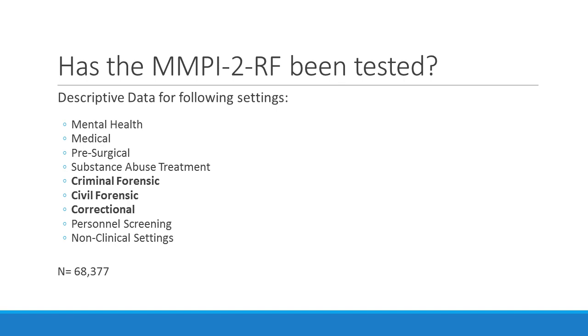And there's also descriptive data from a wide range of settings. It's a very abbreviated list here, but the descriptive data that make up the various comparison groups for the MMPI-2-RF are published in the technical manual and allow the psychologist using the test to essentially compare findings to these types of settings and contexts.